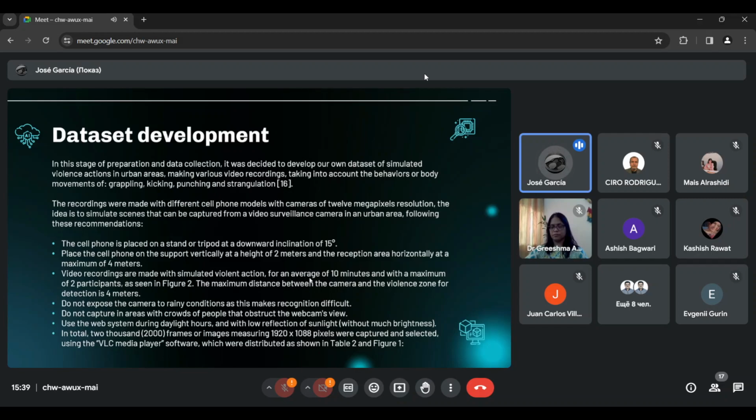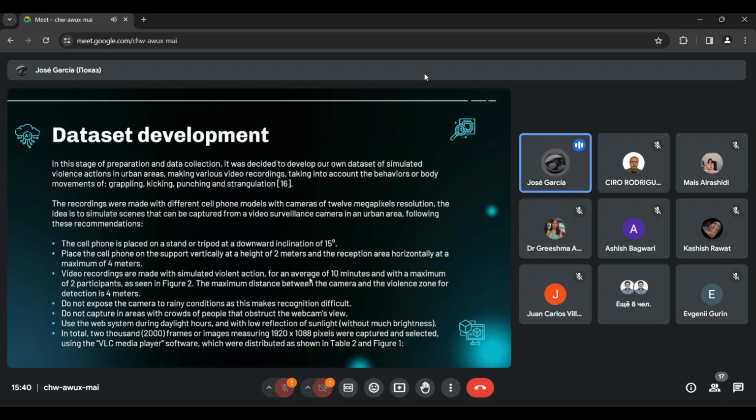Another recommendation is not to expose the camera to rainy conditions, which makes recognition difficult. Also do not capture with the camera crowds of people that obstruct the view. Use the system during daylight hours with low reflection of sunlight, without much brightness.